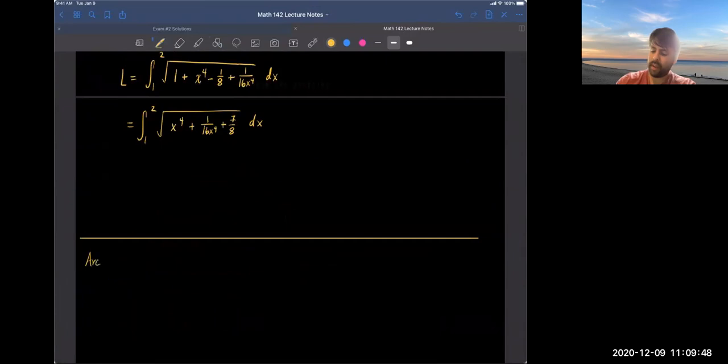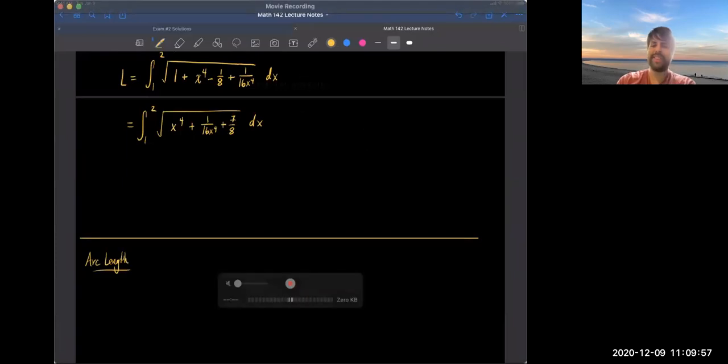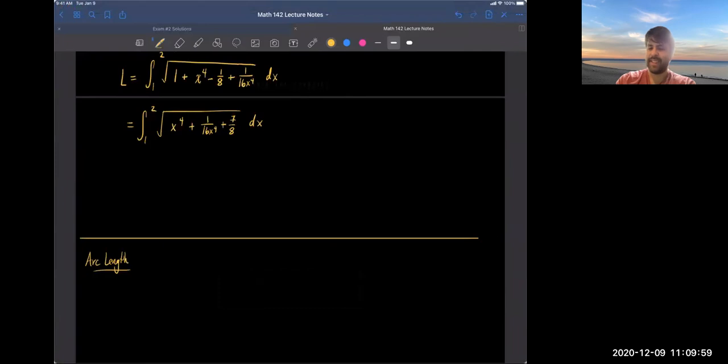So what if I want to find the arc length? I'm sure it will, but we'll come back at 143. Yeah. So in math 143, we'll come back to that most likely, right? That's strange. That's a weird integral.